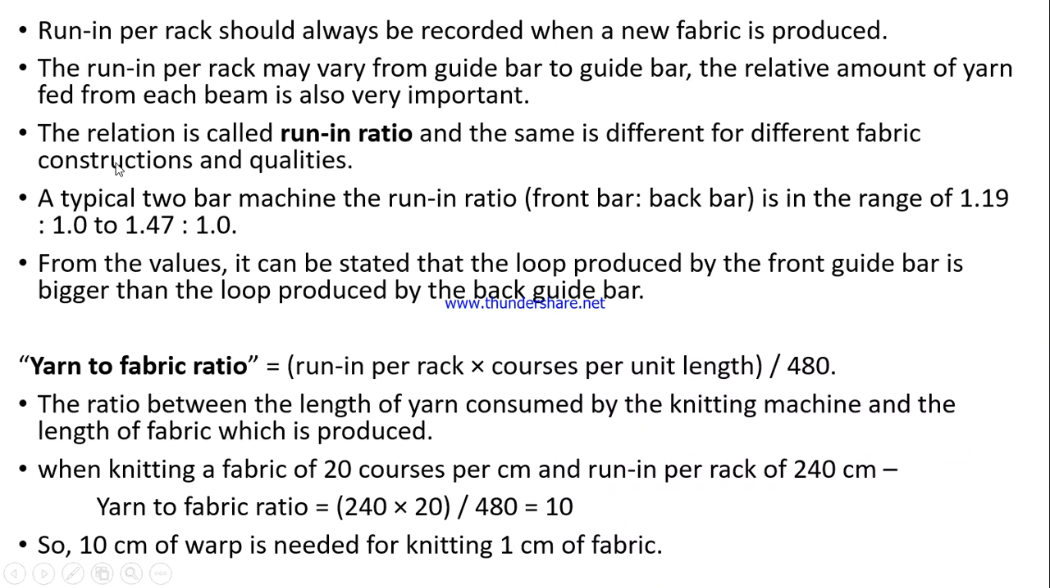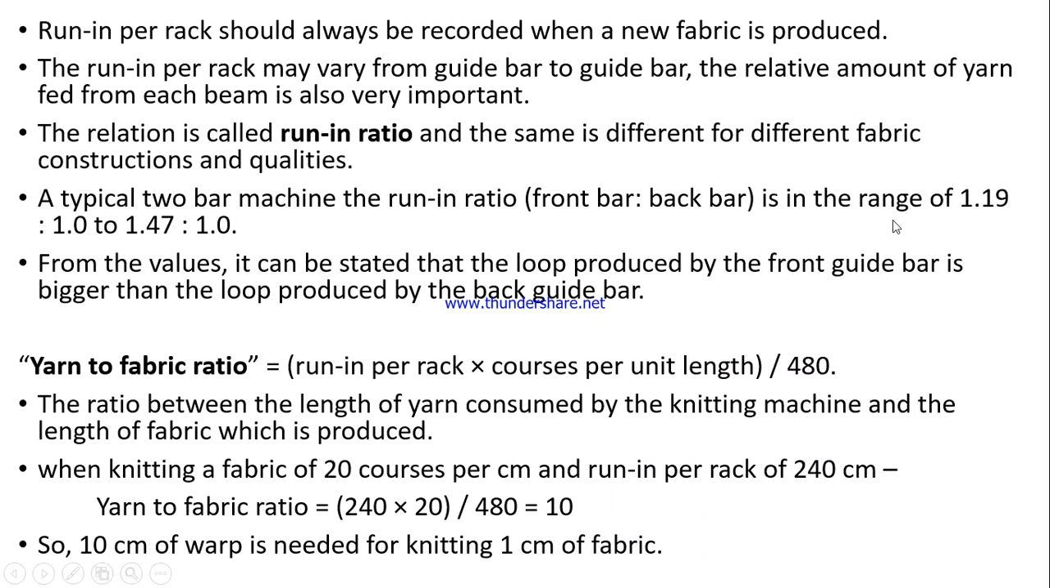The relationship is called run-in ratio. The run-in per rack of all guide bars is called run-in ratio, and it differs for different fabric constructions and qualities. For a typical 2-bar machine, the run-in ratio of front bar to back bar is in the range from 1.19 to 1.47. So the run-in ratio of the front bar is 1.19 and the back bar is 1, or the run-in ratio of the front bar is 1.47 and the back bar is 1.